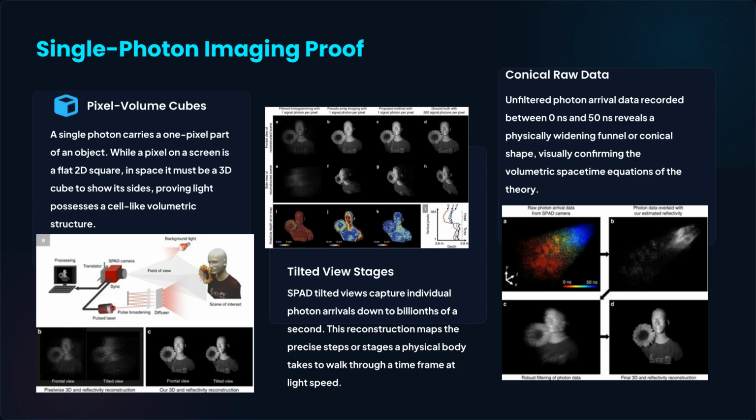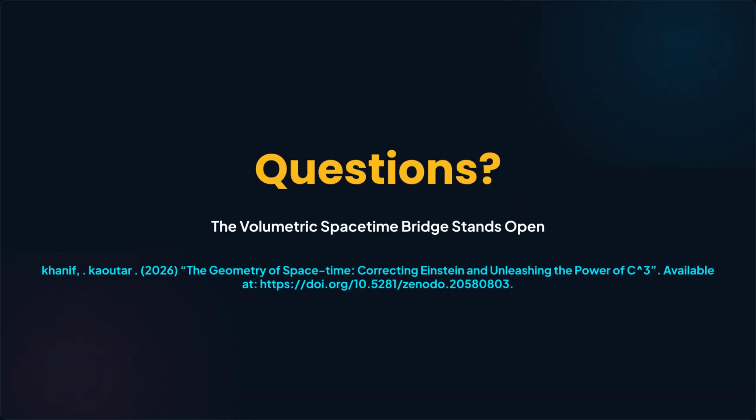The resulting, quote, tilted view maps out the precise sequence of steps or stages a physical body takes to walk through a time frame at light speed. Finally, the raw, unfiltered data of photon arrivals between 0 and 50 nanoseconds reveals a widening funnel or conical shape, visually confirming the volumetric spacetime equations at the heart of our theory.